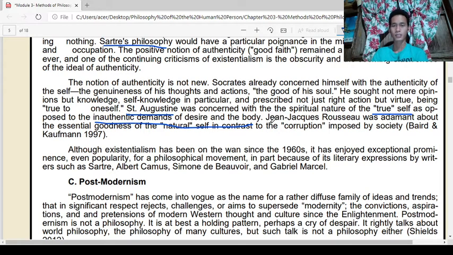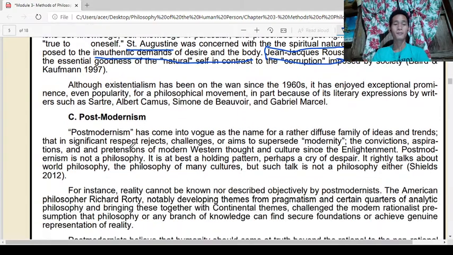Aside from St. Augustine, we have also Jean-Jacques Rousseau, who was adamant about the essential goodness of the natural self, in contrast to the corruption imposed by the society. So, Jean-Jacques Rousseau believed that humans have essential goodness of the natural self, diba? Innate goodness, as opposed to, or in contrast to, the corruption imposed by the society.